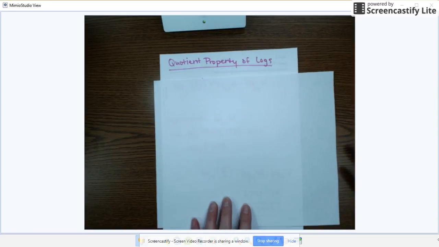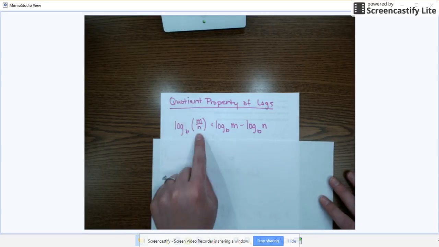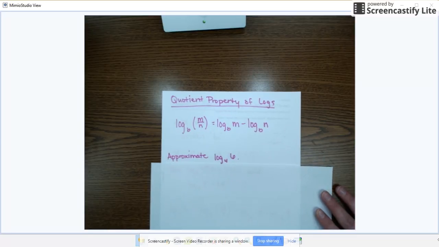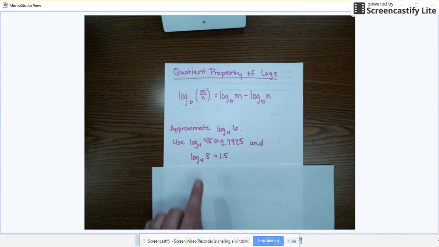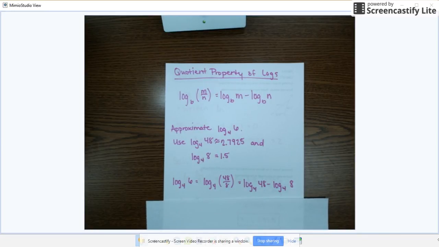Okay, we just did the product property and that split our product into an addition problem. Here we have the quotient property of logs. We're going to take a quotient or a division problem and split it up using subtraction. For example, log base 4 of 6, we're going to evaluate that knowing that log base 4 of 48 is that, and log base 4 of 8 is 1.5. Obviously, 48 divided by 8 gives us 6, so we can take log base 4 of 6, rewrite 6 as 48 over 8, split this into a subtraction problem, so log base 4 of 48 minus log base 4 of 8, and then use our two decimal approximations to get 1.2925.